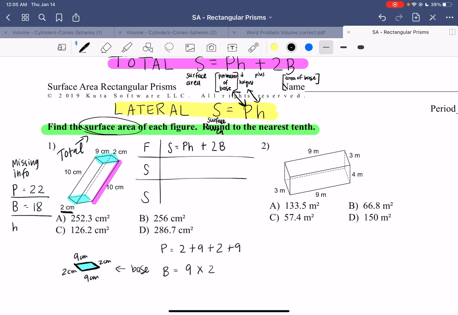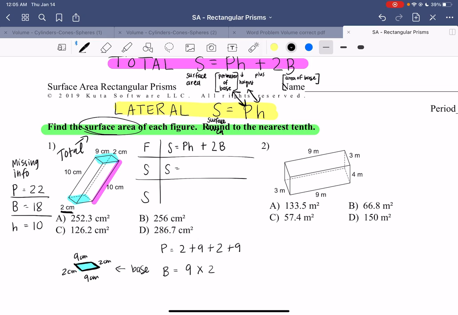So we have our two bases here, that I'm highlighting in red, or I'm arrowing to. And then our height is what connects the two. Okay, so we can see here that our height is going to be 10. So now we can take each of those numbers and plug them into our formula.